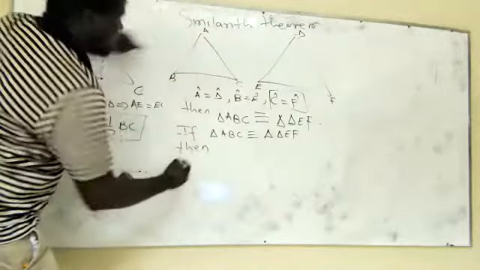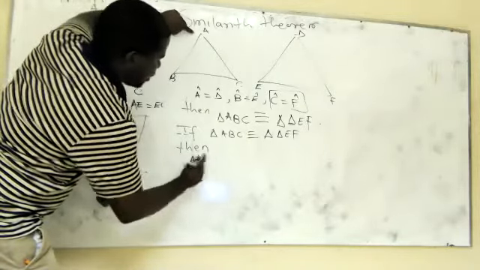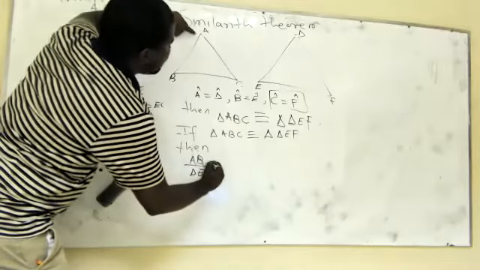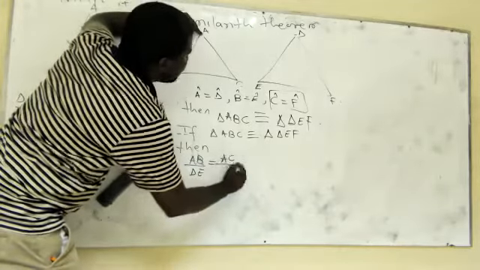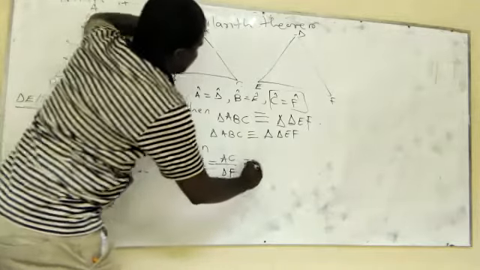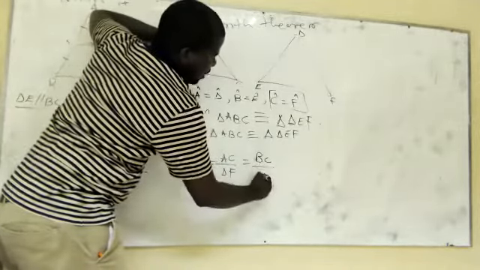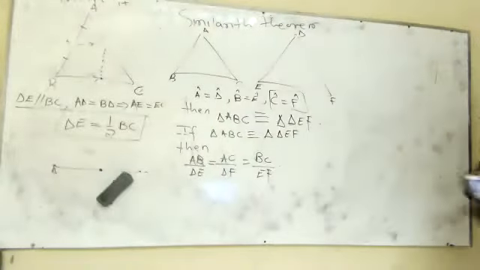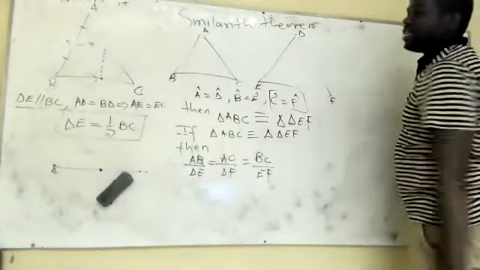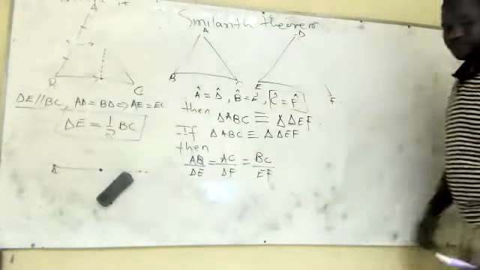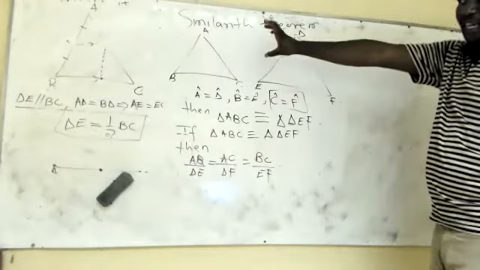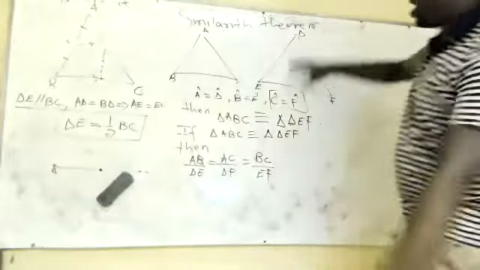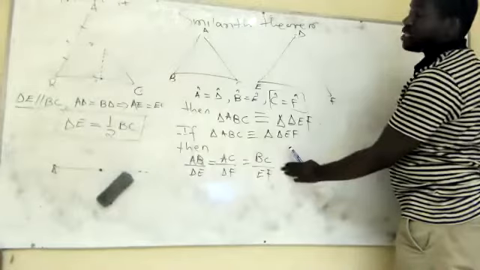Let me write that down. So it means AB divided by DE will be equal to AC divided by DF, which will be equal to BC divided by EF. This theorem is very, very important. We can use these together with the proportionality or together with the midpoint. I believe you know the idea around the proportionality, you know the idea around the midpoint. Now I introduce the idea around the similarity.